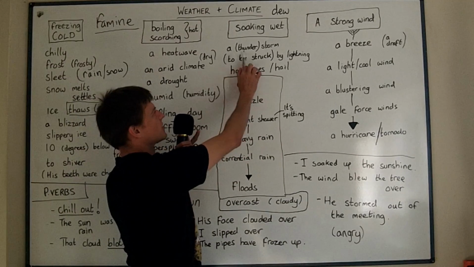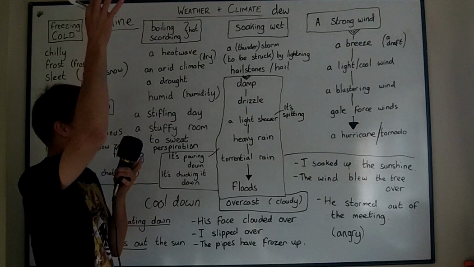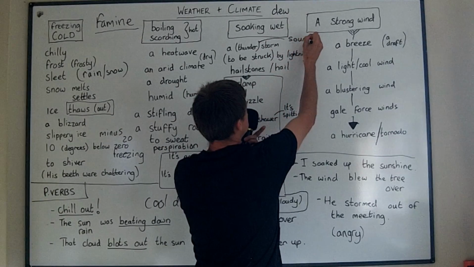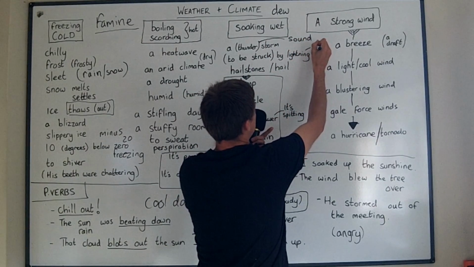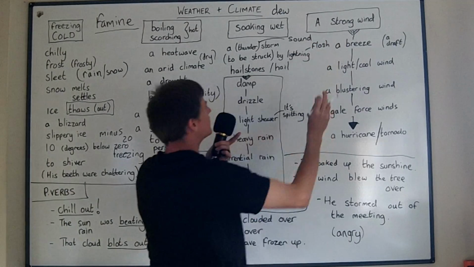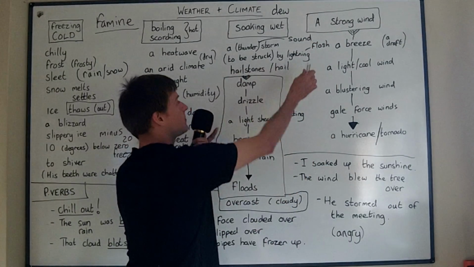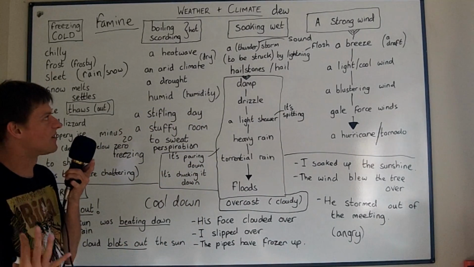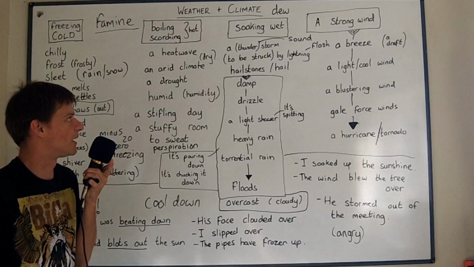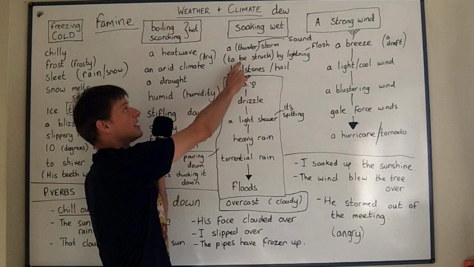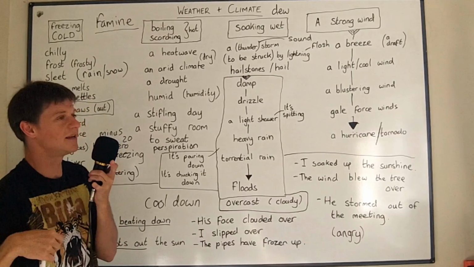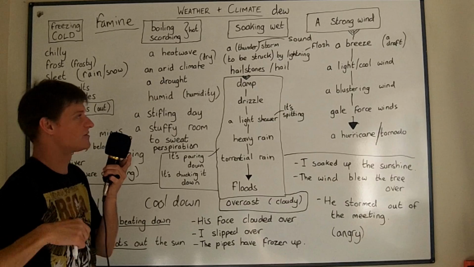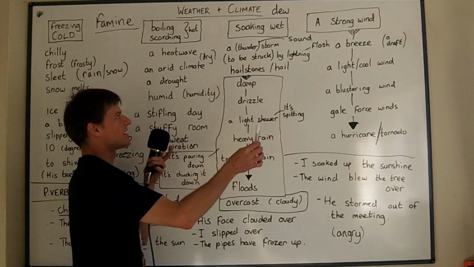Now, I hope you all know what a thunderstorm is. It's a storm when you have thunder and lightning. Thunder is the sound, and lightning is what you see. It's the flash in the sky. And so if you are struck by lightning, you're very unlucky, because it means the lightning has hit you and you have been electrocuted in some kind of way. I actually met a guy who was struck by lightning, and you could see the place where the lightning had struck his body. You could see it had left a scar in the shape of lightning.